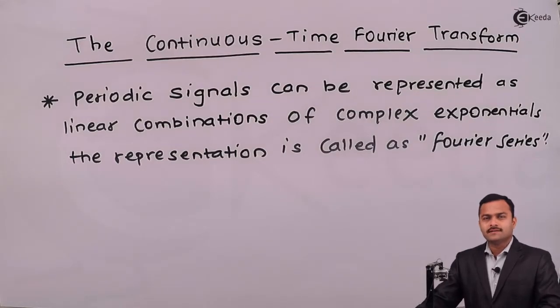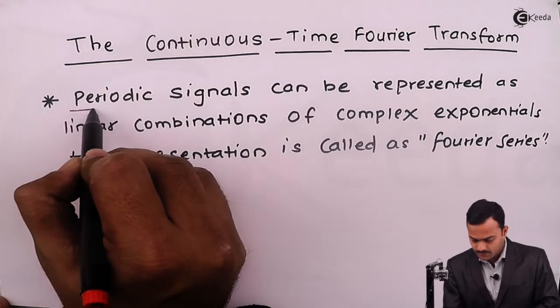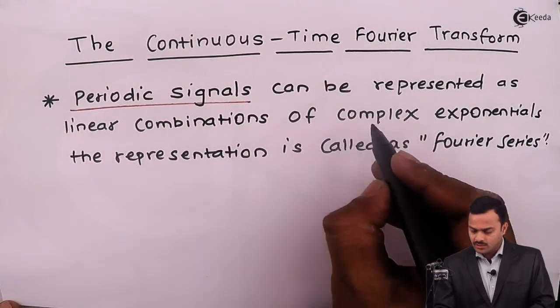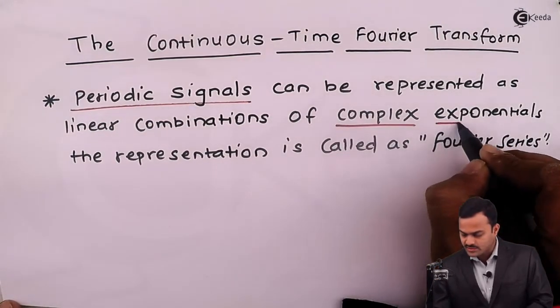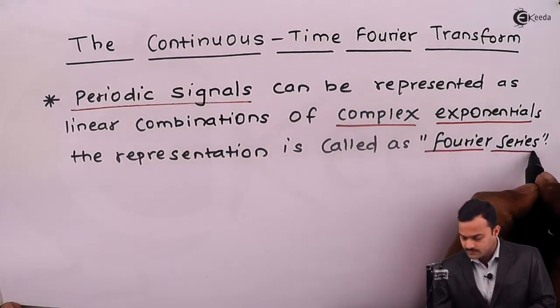Hello students, in this video we are going to see the concept of continuous time Fourier transform. As we know, any periodic signal can be represented as a linear combination of complex exponentials, and the phenomenon is called Fourier series. So over here, this term is very important. If a signal is periodic, then we can represent it as a linear combination of complex exponentials, which is nothing but sinusoids and cosines, and the phenomenon is the Fourier series.